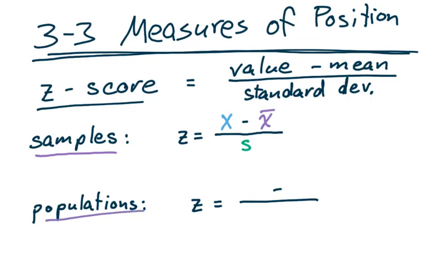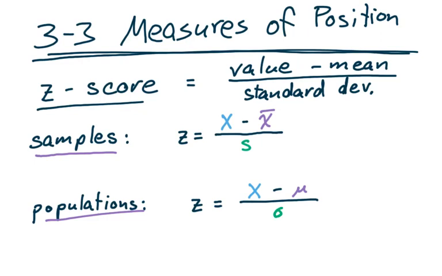For populations, what would it be? Well, for a population, the population mean is denoted by mu. For the standard deviation, we would call that the Greek symbol sigma. That's lowercase sigma for the standard deviation, not to be confused with the E-looking one, the uppercase sigma, which is for summation notation. And again, the data value is just X.